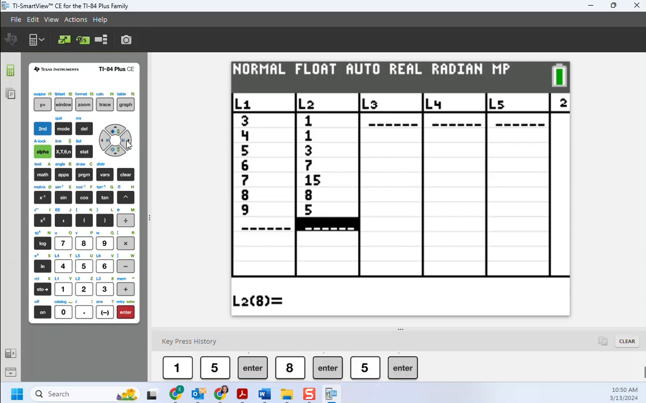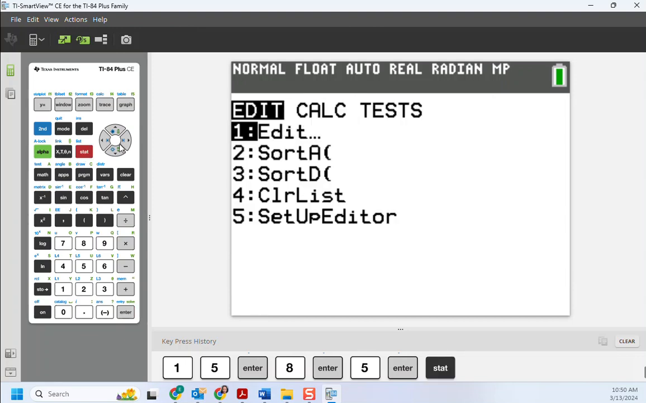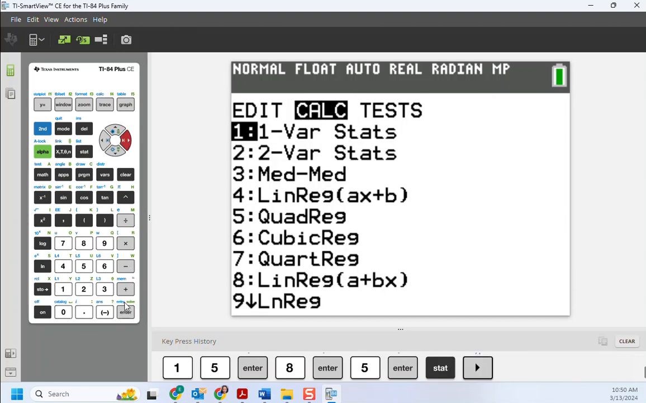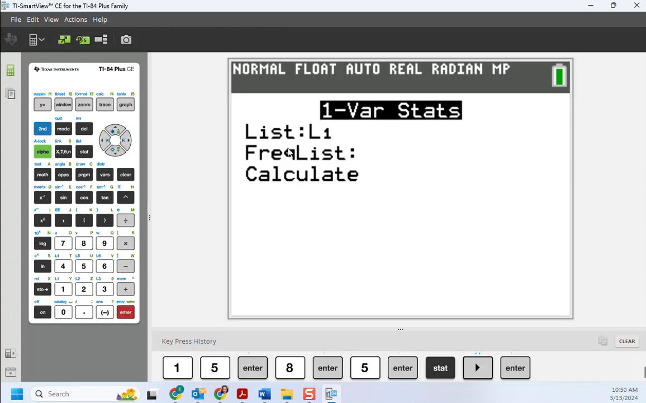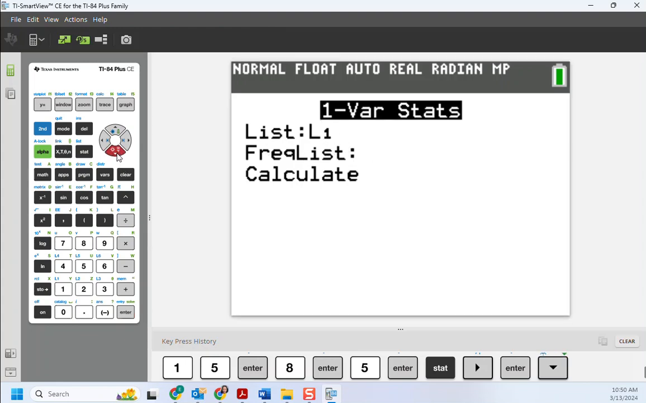If you do it this way, you don't have to enter 5 9s and 8 8s and 15 7s. You don't have to enter all those numbers. You can just enter this. And then we're going to use this to do our one variable statistics. So when we go to stat and calculate and one variable statistics, list 1 is still our list of values, but we have a frequency list, and we have to go down to that. Oh, don't go too far. And we have to add list 2.